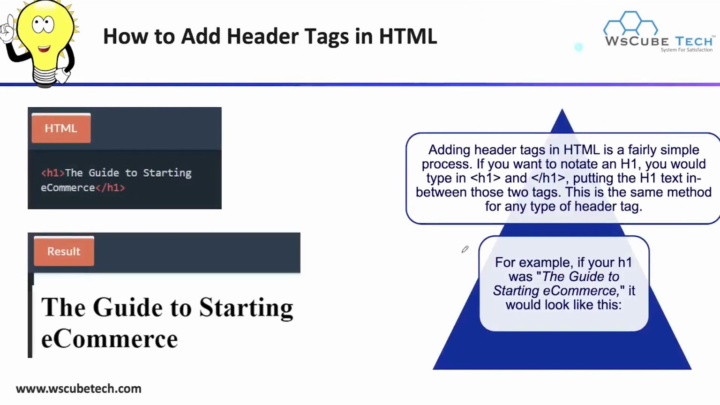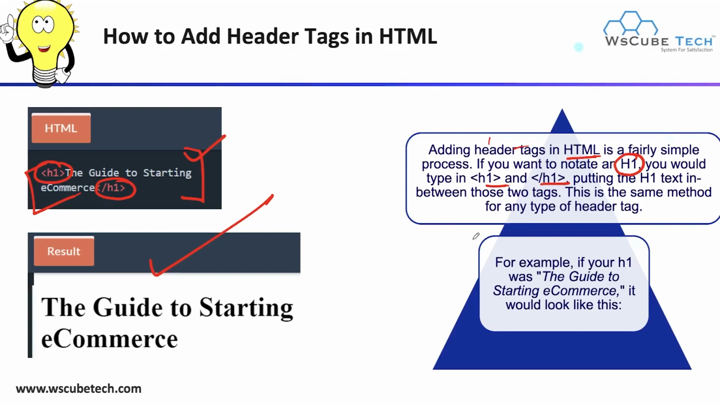Now, the question is how to add a header tag in HTML. This is an example of how to add this particular tag with the help of your HTML coding. Here you have the starting h1 tag, and this is the closing of the h1 tag. And this is the result which you are getting on your page here. So adding your header tag in HTML is a purely simple process. Here this is notated by your h1. So you can add it this way. This is a very simple process.